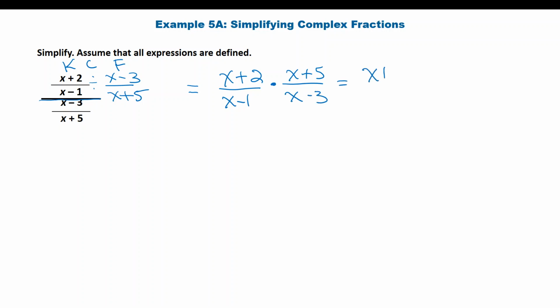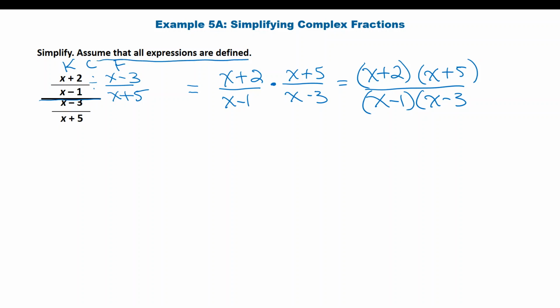So in the end, we have x plus 2 times x plus 5 over x minus 1 times x minus 3. All right, and actually, since our question said all expressions are defined, that means we're not going to have any answers that would make it equal 0, so we get to assume that. And this is really all you need to write for your answer. You don't have to do anything more than this because this is in its simplest form, and it's easy to see whether there's anything else we can cancel out, which there's not.